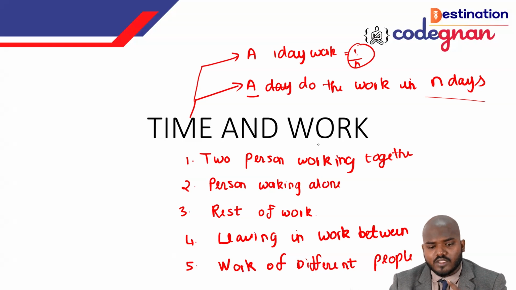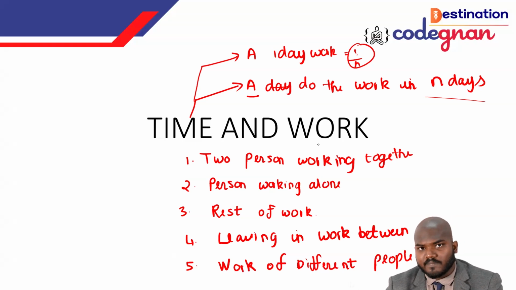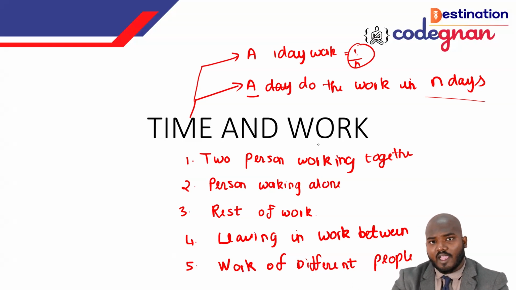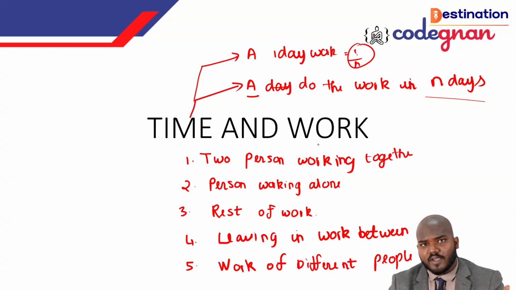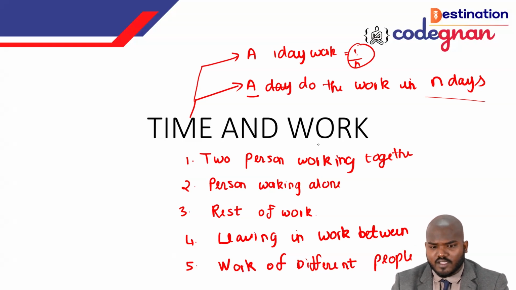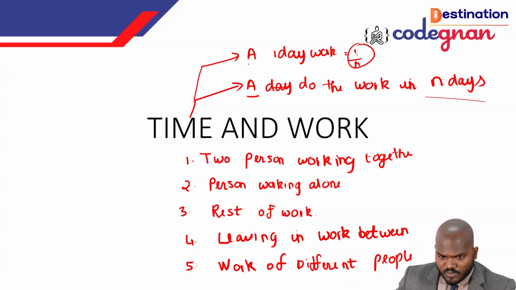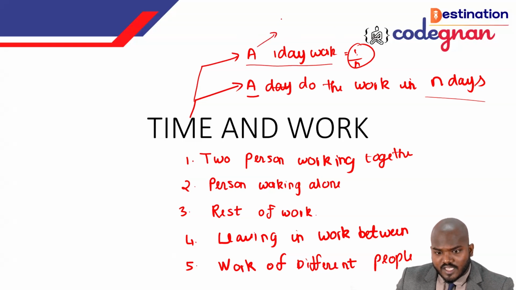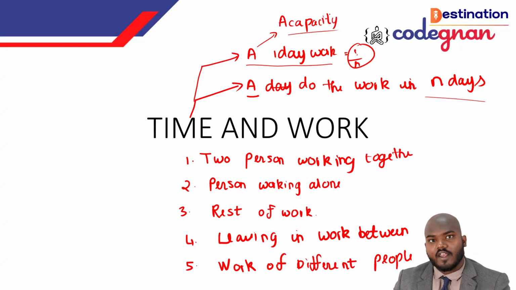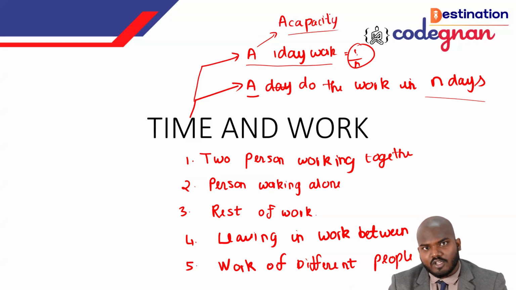Coming to the first one, two persons working together. They will give you the capacity of one person or the capacity of another person. So what does capacity mean? A's 1 day work, you can also call A's capacity. A's capacity is equal to 1 by n. This is how you need to define it. This is the confusing term they will give you.